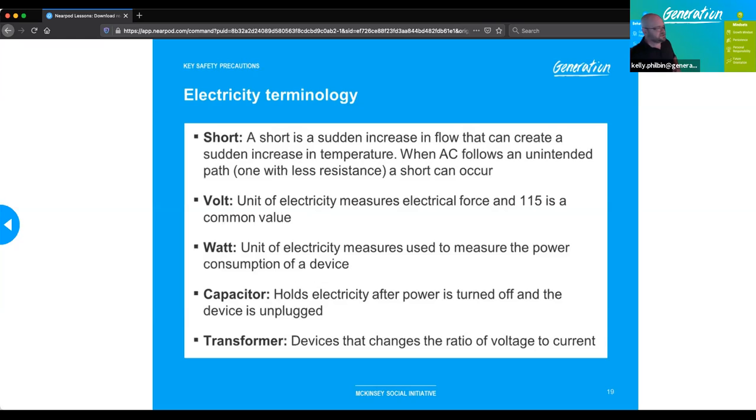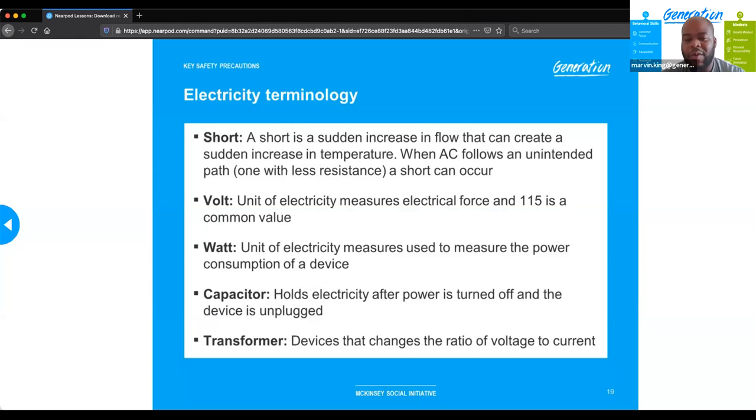Watt is a unit of electricity that measures the power consumption of a device, how much it needs to function. I believe watts is equal to volts times amps. That's how you would get the number for watts. A capacitor holds electrical charge after the power is turned off and the device is unplugged. If you look at a motherboard, you'll see what look like little batteries attached to the top of it. Those are actually capacitors, and they are storing a charge. So before you open up a computer, you need to discharge the capacitors so that you don't damage any of the components. And a transformer is a device that changes the ratio of voltage to current.